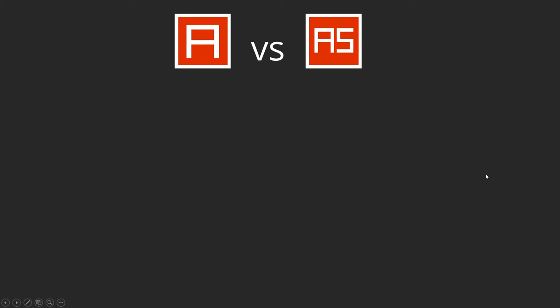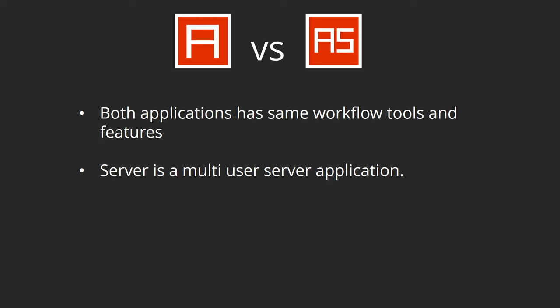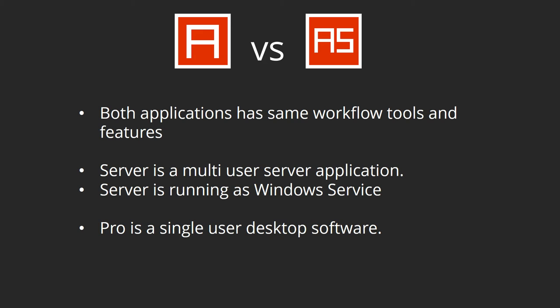So then, shortly, what's the difference between Automata Pro and Automata Server? Both applications have exactly the same workflow tools and features. They have the same automatic color correction and color grading tools. All the settings are the same, so you can, for example, import your Automata Pro workflows to your Automata Server. The difference is that Server is a multi-user server application and runs as a Windows service. Pro is single user desktop software and runs as a current user process. So that's the main difference.